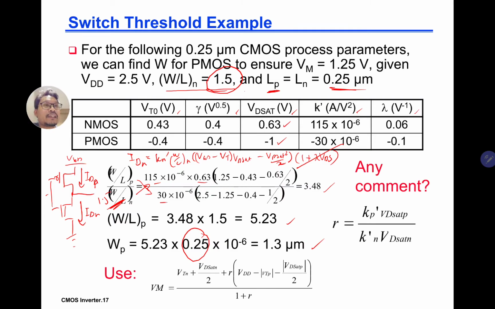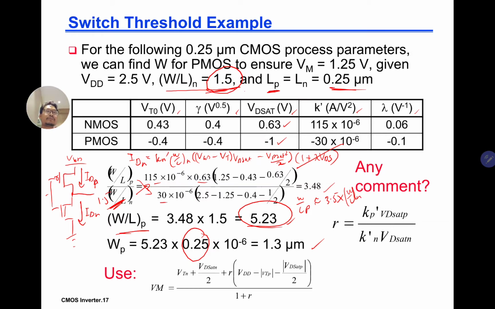Okay, so let's look at what's going on here. So we go here, W over L of N is 1.5, and your W over L of P is 5.3, and we can say that W over L of P is roughly 3.5 times of W over L of N.